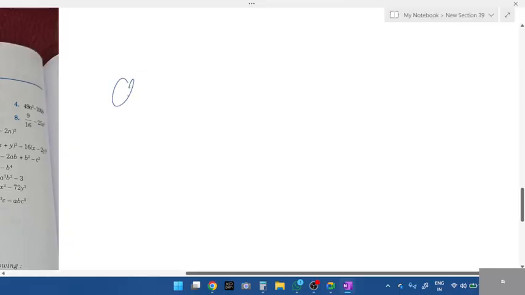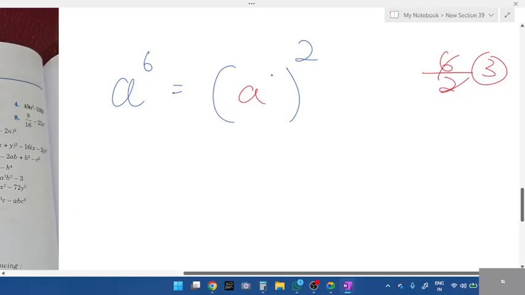Yes, look here. A to the power of 6 is given. I don't need 6. I just need 2 outside. What do we do? You take 6 and divide by 2. What do we get? 3. This 3 you write inside. Now multiply. Are we getting A to the power of 6? Yes, we are getting A to the power of 6.